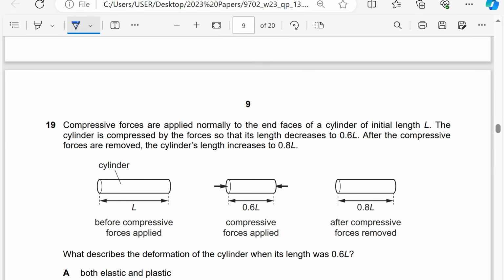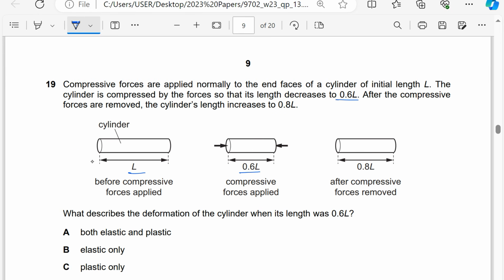Compressive forces are applied normally to the end faces of a cylinder of initial length L. The cylinder is compressed by the forces so that L decreases to 0.6 L. So original length is L, the new length is 0.6 L. After the compressive forces are removed, the cylinder's length increases to 0.8 L. So it's like it has been compressed beyond the elastic limit or the proportionality limit.